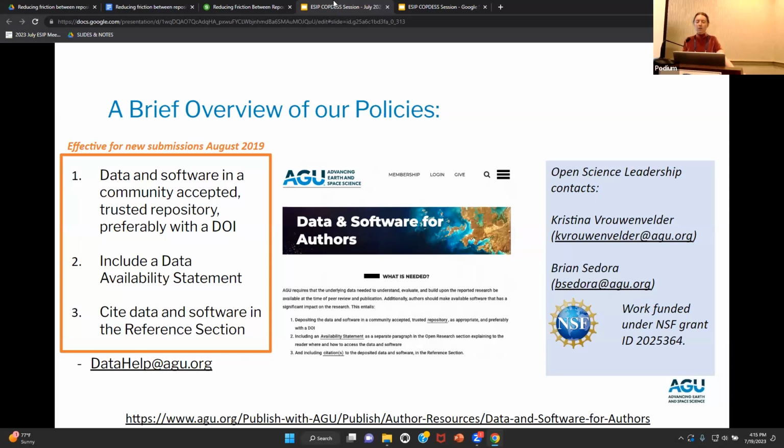We're still in the process of rolling out this pilot across all our journals, but by the end of 2023, all our journals will be enforcing these policies. We also run an email, datahelp@agu.org. This is primarily used by staff and editors, and it serves as a hotline for anyone with a tricky question about data, whether that's big data or data with privacy concerns, to email us and for us to help them figure out a way to comply with our policies.